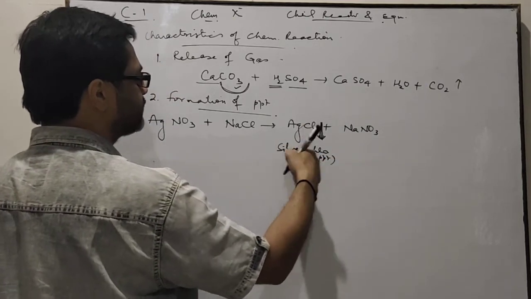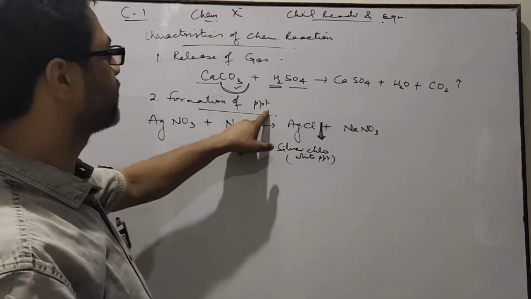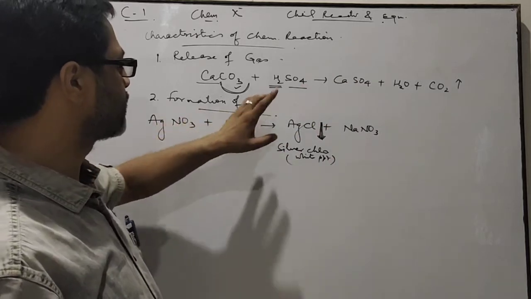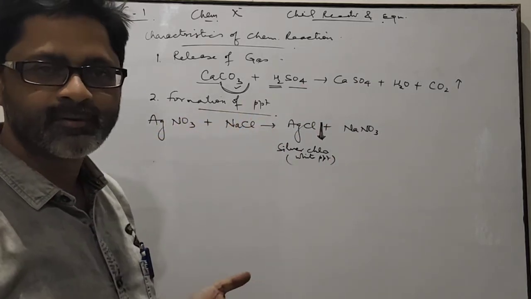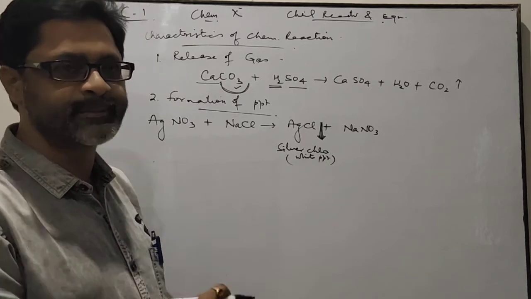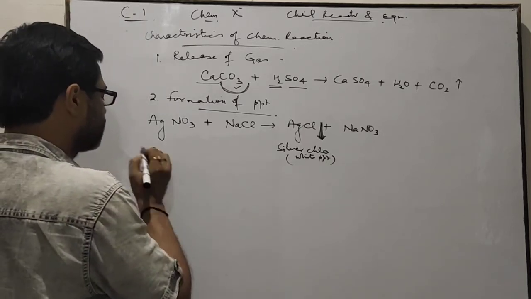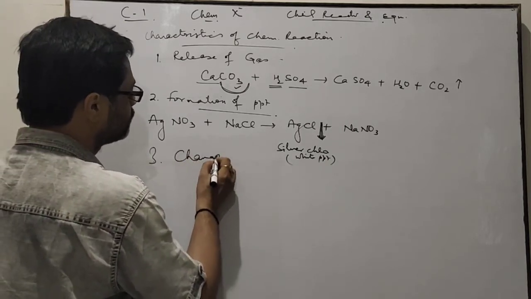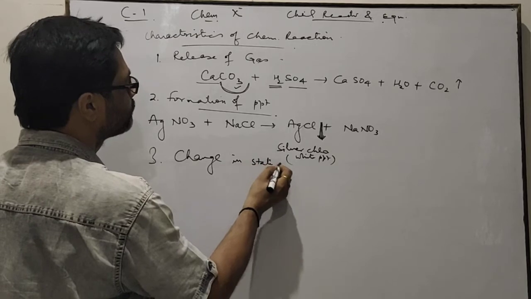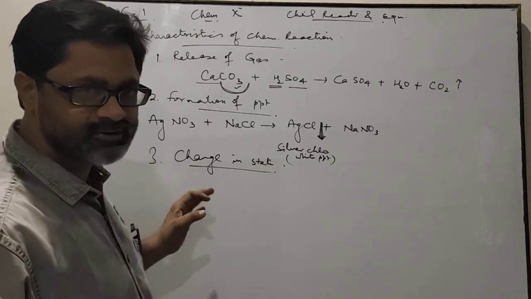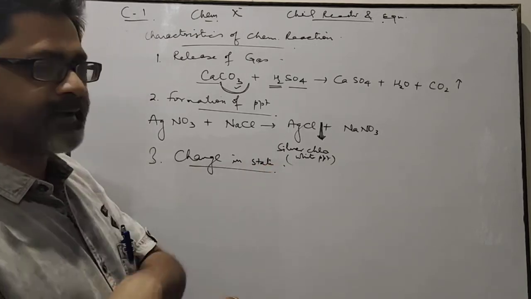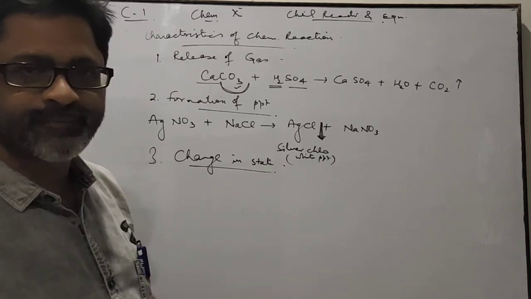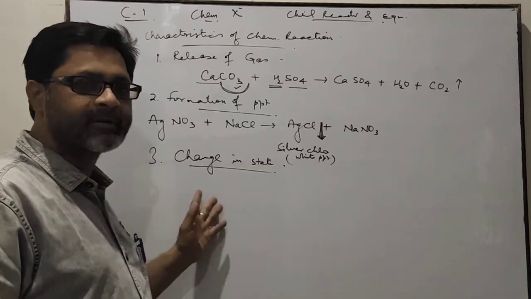This precipitate formation also indicates the chemical reaction. During a chemical reaction, precipitate is formed. Without chemical reaction, no precipitate is formed. Third one is change in state. Change in state. Generally, during a chemical reaction, the physical state of product is different from reactants.